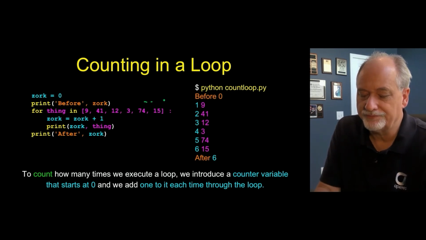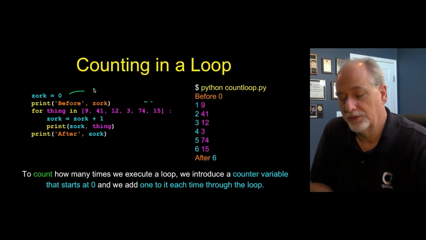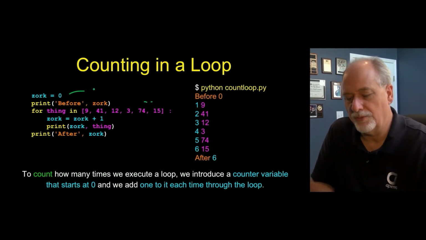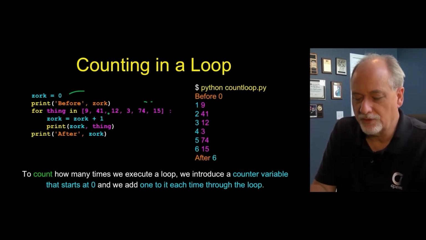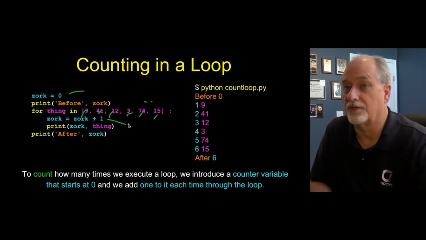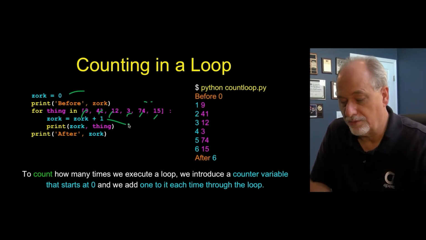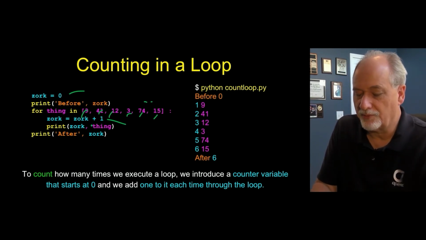And the pattern is simple. You set a variable, Zork, to 0 at the beginning. We often call this variable count in mnemonic. And now we're going to run this loop 6 times. 1, 2, 3, 4, 5, 6. And each time through, we're just going to add 1 to Zork. So Zork starts at 0. Then it goes 1, 2, 3, 4, 5, 6. And we're going to print it out.